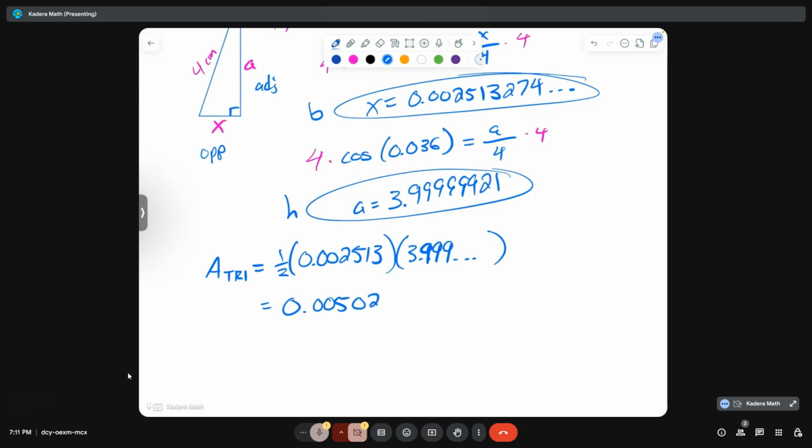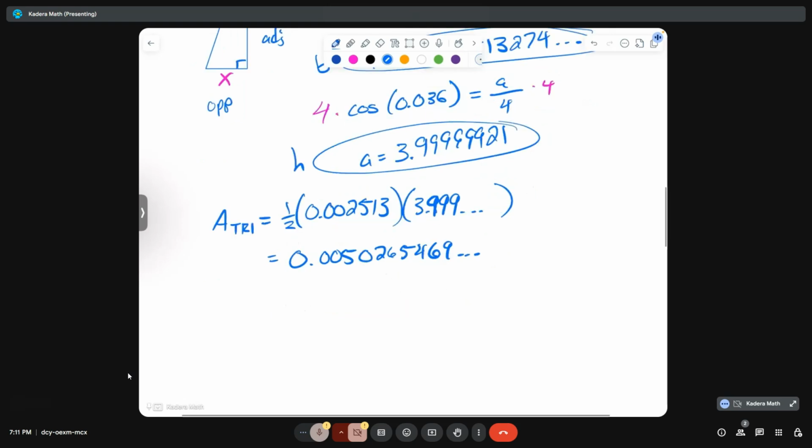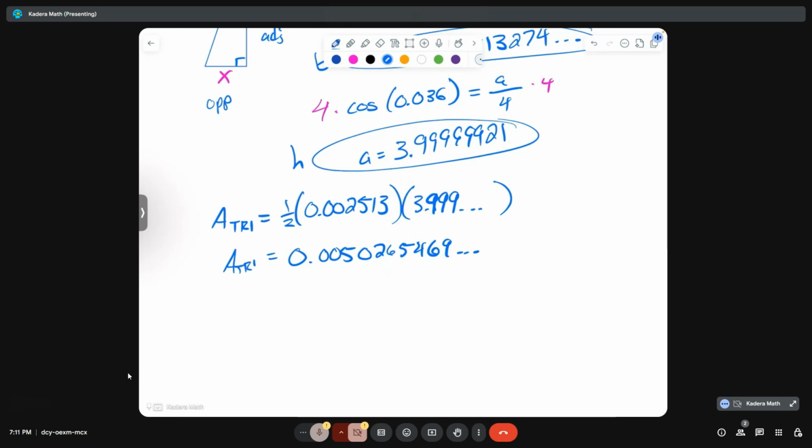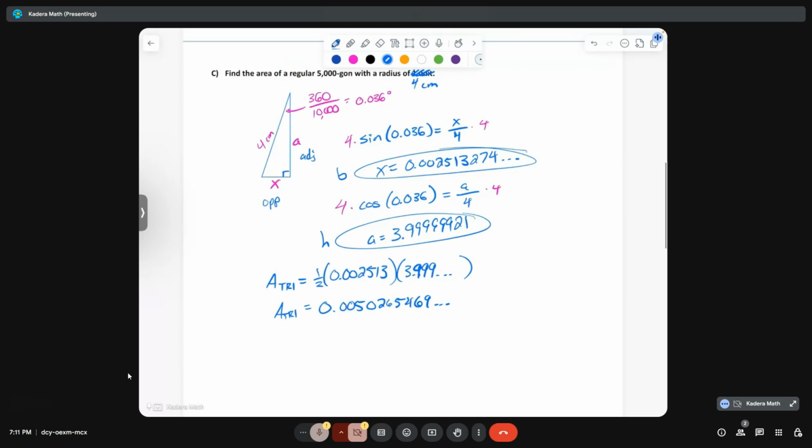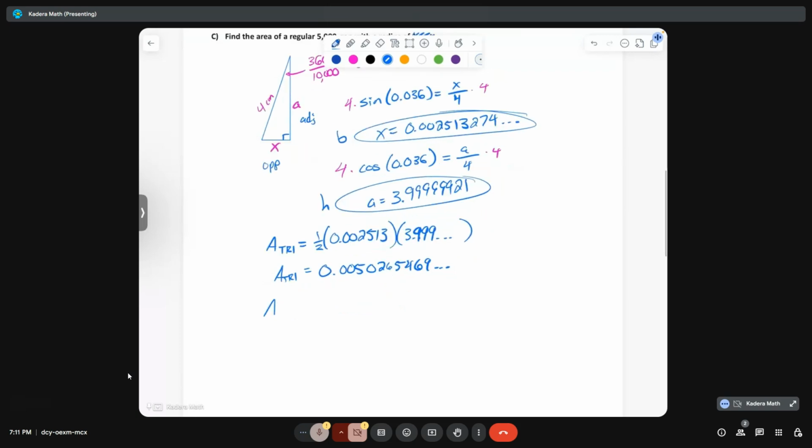265, etc. 50265, 65469. All right, so that's the area of the triangle. That is one sliver of our 5,000 gon. And in order to fill out the entire 5,000 gon, we would need twice that many triangles. So what I'm going to do is, area of our 5,000 gon is 10,000 times my answer from the previous one.